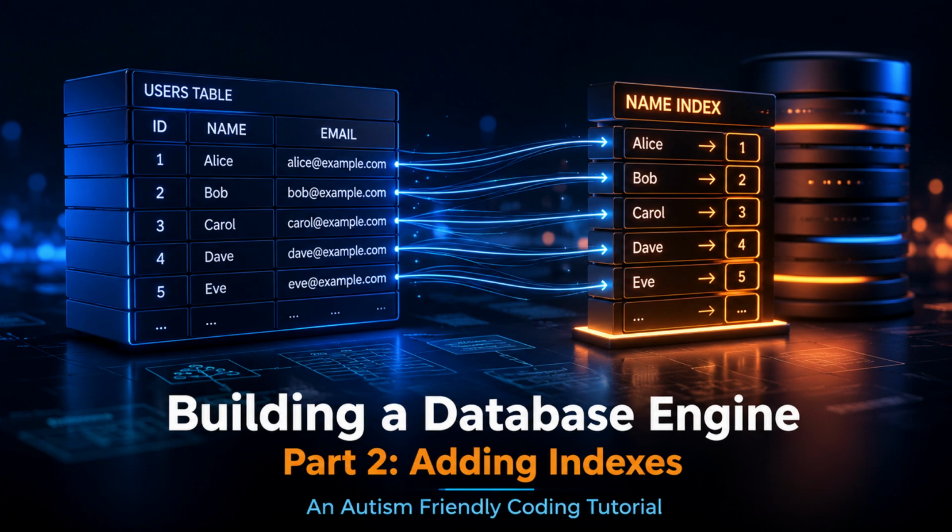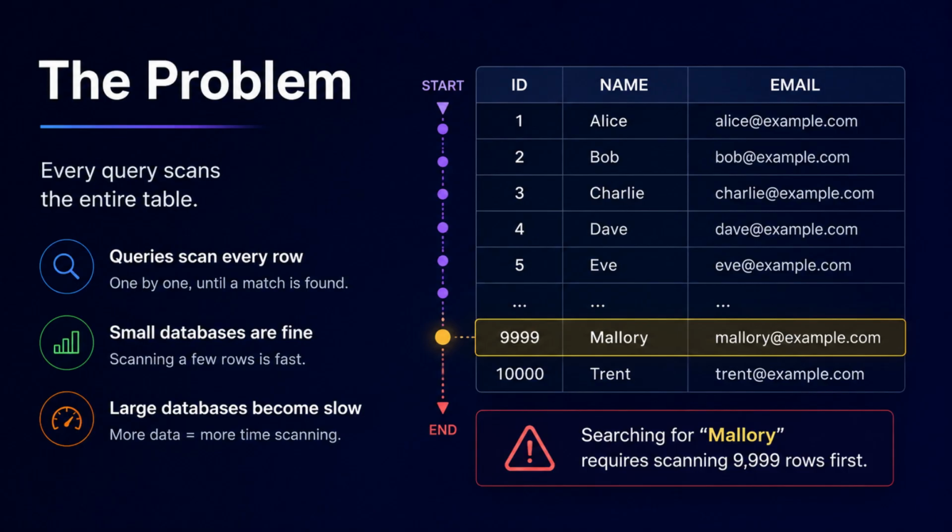Last time, we built a tiny database engine, but it had one major problem. Every query had to scan through every row. Today, we're going to fix that by building a tiny database index. Before we build an index, we need to understand the problem it's solving.